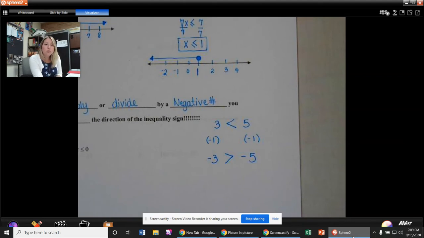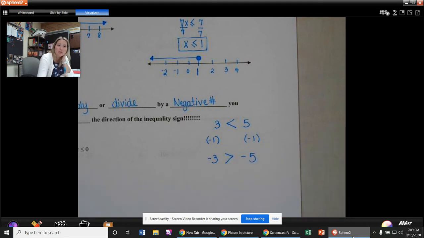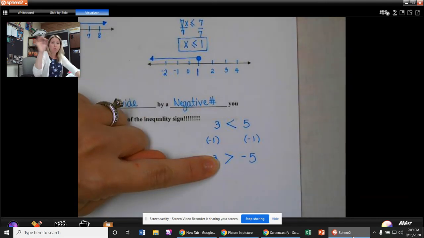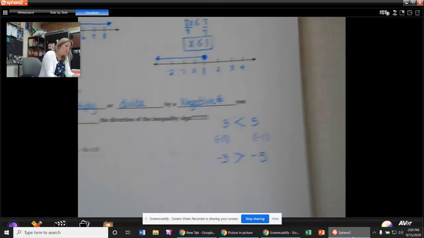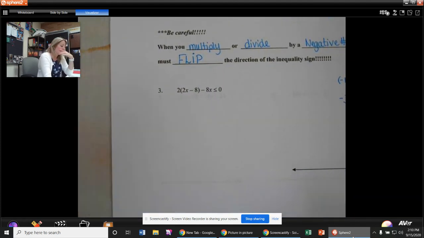So what did I do when I multiplied or divided by a negative? I changed where the greater amount was. And how I deal with that is flipping my inequality sign over. So if I'm solving a linear inequality and I happen to multiply or divide both sides by a negative number, the inequality sign must flip over, whatever it is. Okay, so let's look at a problem that will deal with that.